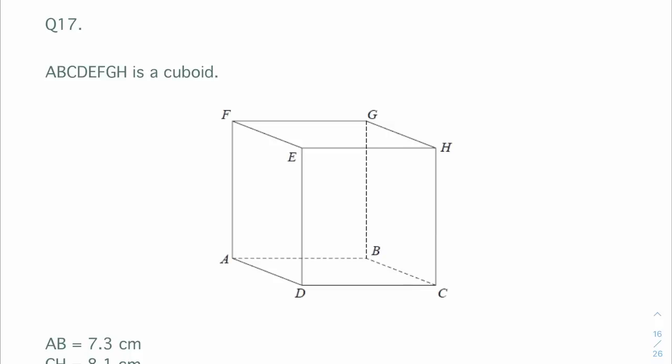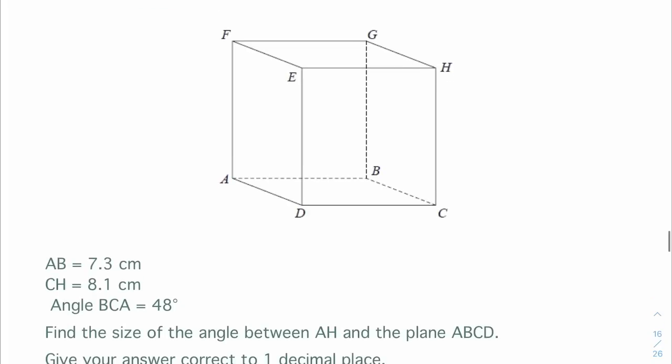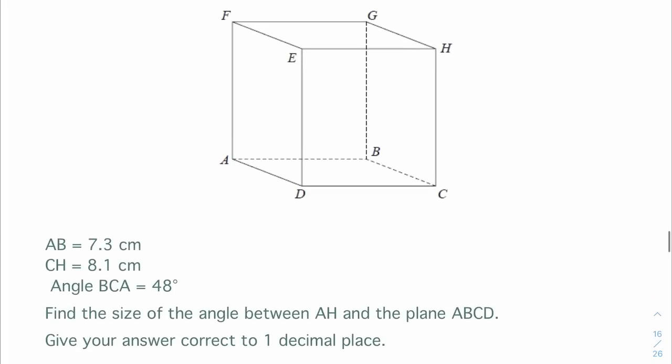Okay, so it says ABCDEFGH is a cuboid, and we can see the cuboid in the diagram. Then it gives us some information, so it tells us that A to B is 7.3. So let's start labelling these on the diagram. We've got 7.3, C to H is 8.1, and it tells us BCA is 48 degrees. BCA, that's a bit of a strange one. So B to C and then C to A would make this line along the base. And this angle within the base just there is 48 degrees. Right, so that's what we've been told in the information.